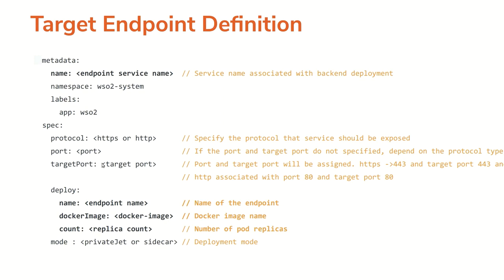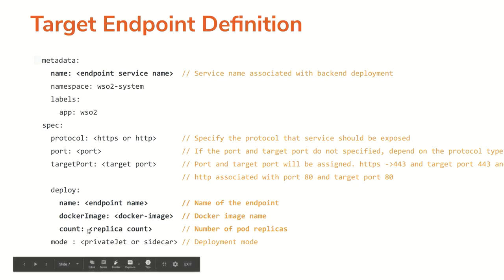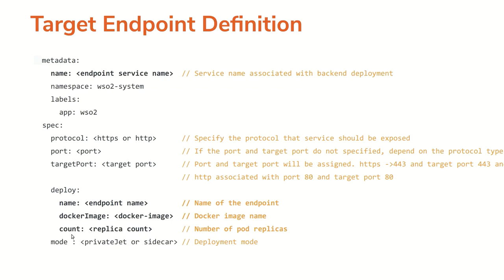Under the deploy section, you can provide an optional name. Most importantly, you need to provide the reference of your Docker image that implements your backend service. The count tag, which is the number of pods that should be deployed in the Kubernetes environment, can be specified here. In the mode, you can specify which mode you prefer, whether private jet or sidecar.